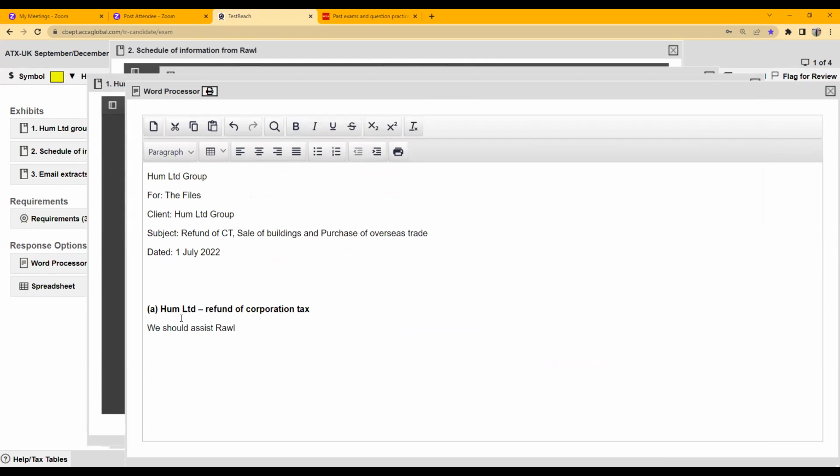Rawls in investigating this matter of refund from HMRC, because as we are the tax advisor of the client, we should assist Rawls in investigating this matter of refund from HMRC.